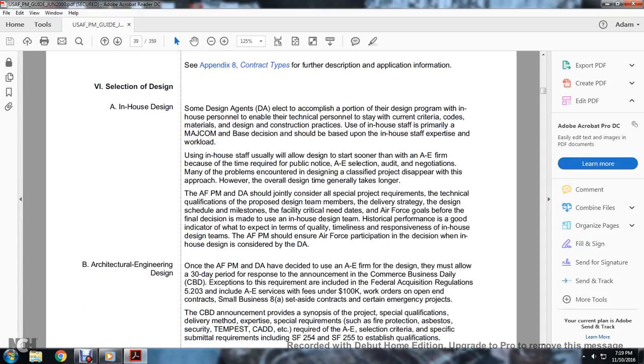The Air Force program manager and the DA should jointly consider all the special project requirements, technical qualifications, proposed design teams and members, the delivery strategy, the design schedule, milestones, the facility criteria, the needs dates, and the Air Force goals before the final decision is made to use the in-house design team. The historical performance is a good indicator of what to expect in terms of quality and timeliness and responsiveness of the in-house design team. The Air Force program manager should ensure Air Force participation in the decision with the in-house design and consideration by the DA.